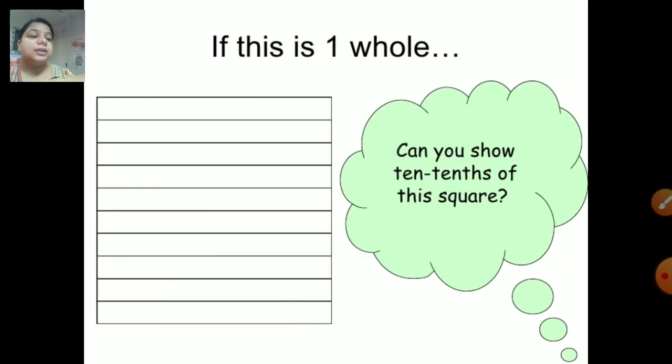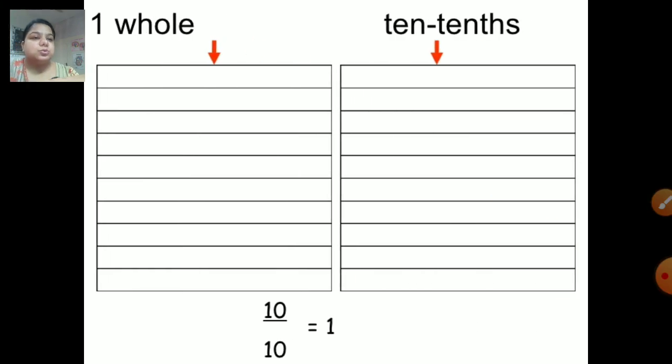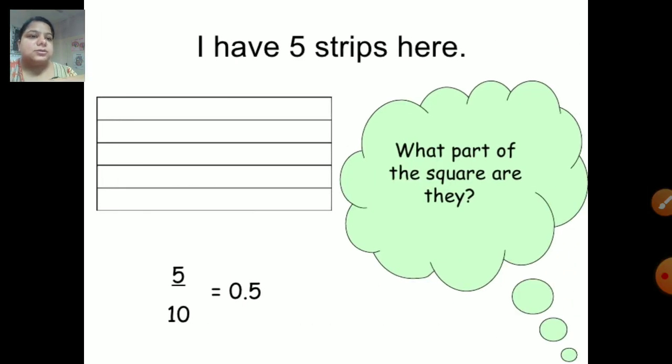Again, if we have to take 10/10 of this square, so this will be what? 10 upon 10, because a total of 10 parts were there, and we have taken 10 out of 10, so it will become one whole. So you can see one whole and 10/10, both are the same. So now I have 5 strips here. It means this is what? What part of the square are they? These are 5/10, 5 upon 10 in fraction, and if we need to write it in decimals, it will become 0.5. Okay.